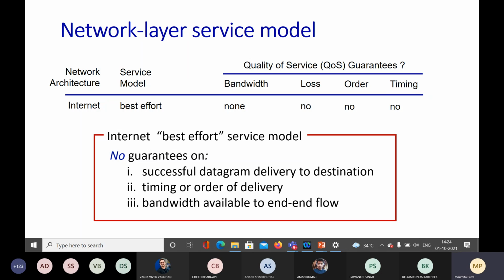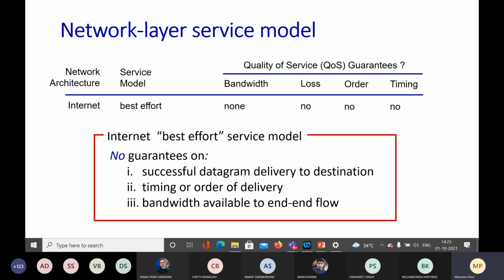Now, I had already told you about the term best effort in previous classes. If you remember, you would know that the best effort service model simply means that your provider is just telling you that I will do my best to deliver your data to the given destination. I will not guarantee anything. That's what your service provider will tell you if the service provider is providing best effort.